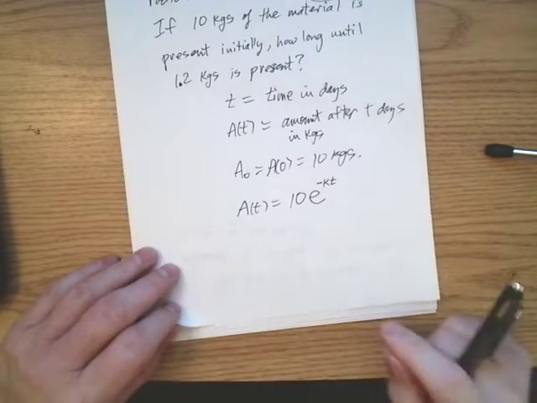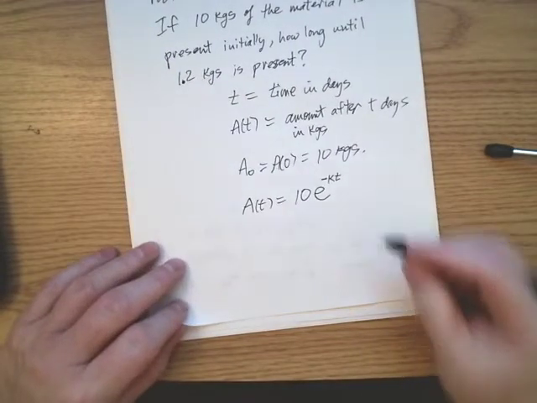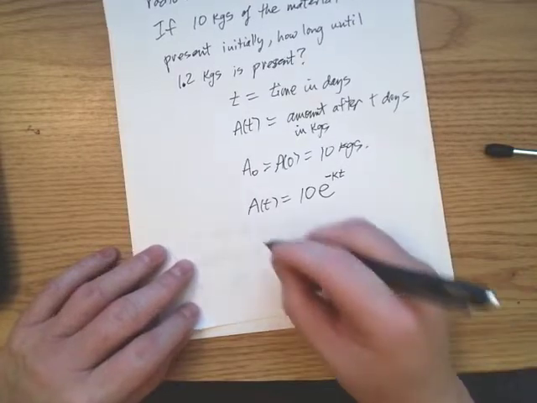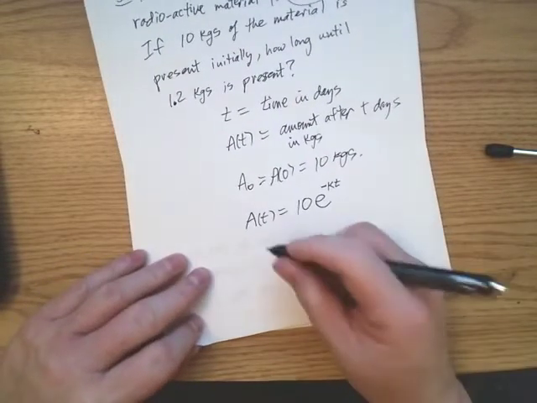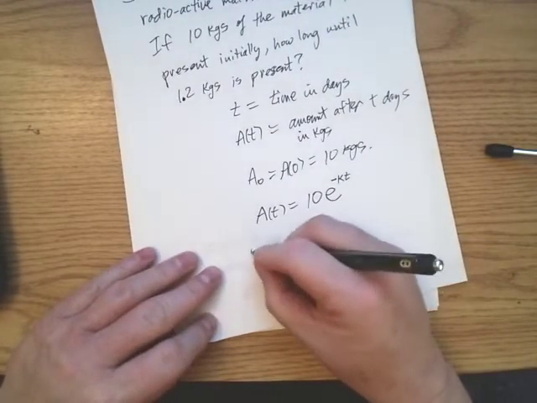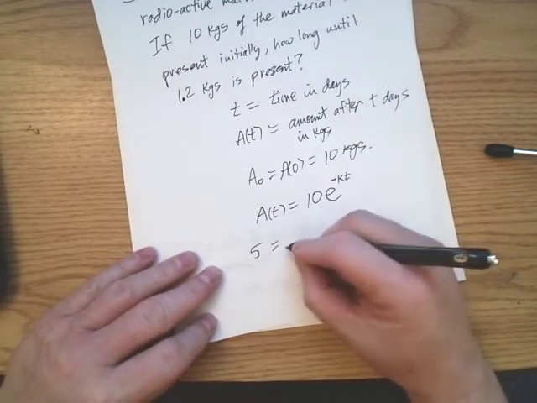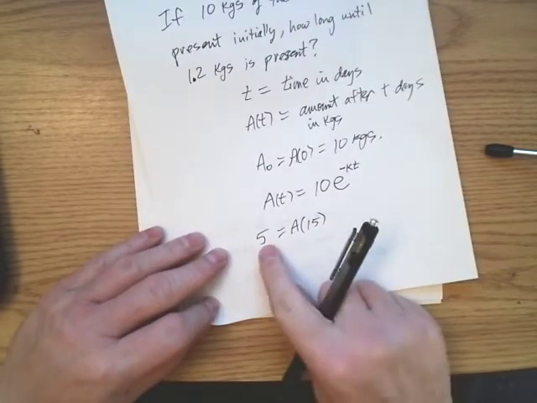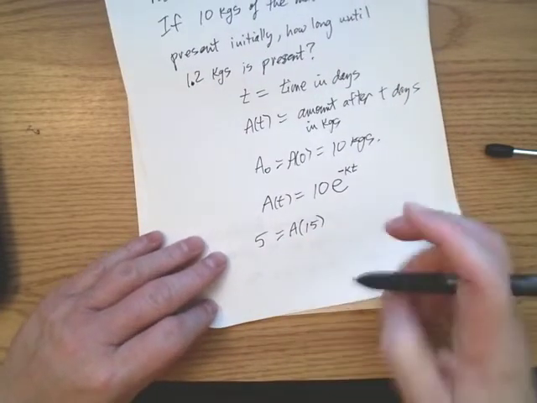Okay, so we've got to do this. Now let's go ahead and remember that the half-life is going to be 15 days. So this means, well, what's half of 10? It's 5, again in kilograms. I'm not going to write everything. 5 is the amount present after 15 days.